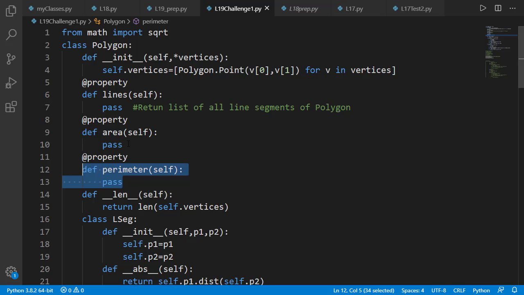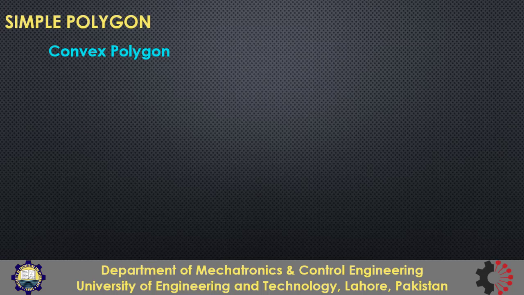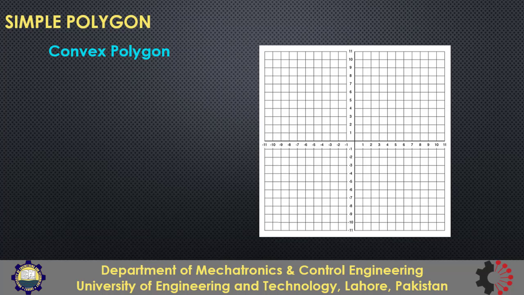The area calculation is a bit tricky. In this challenge, we will develop a simple but inefficient way of finding the area. In the next challenge, we will discuss an efficient algorithm for the area. So let's discuss the simple method for this challenge. Here we have a convex polygon. The order of the points or vertices is also shown as numbers.